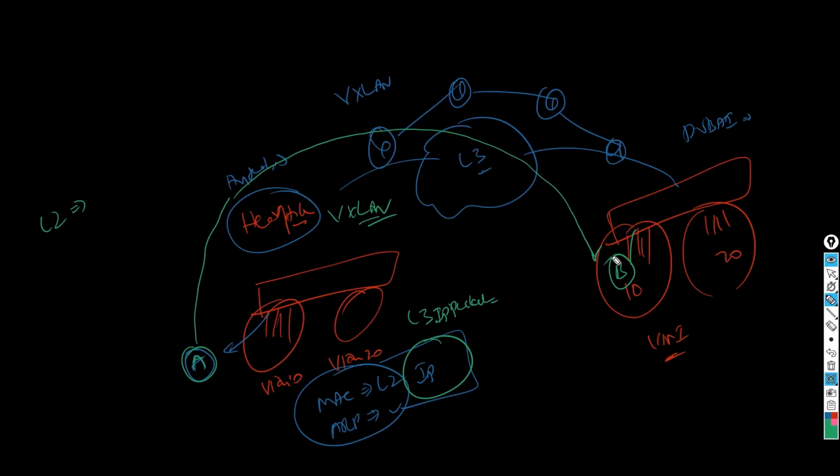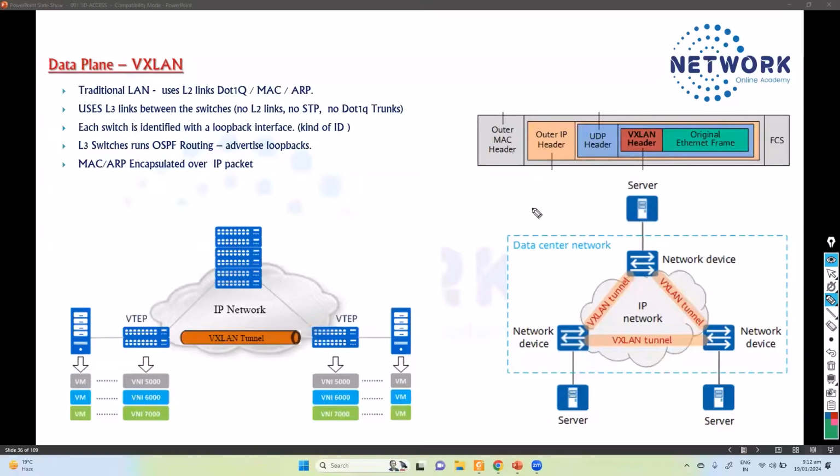So the MAC addresses and the ARP packets are still used in VXLAN environments, but the only difference is that they will be encapsulated over the IP packet. If you look at the encapsulated packet here, there will be an original Ethernet frame, and on top of it you will have the VXLAN header, and it will also add an IP header. So those additional headers will be added.